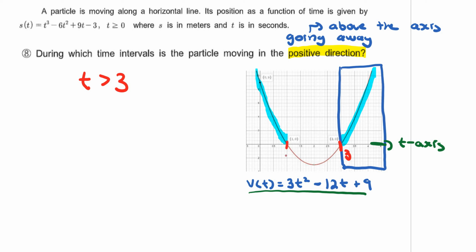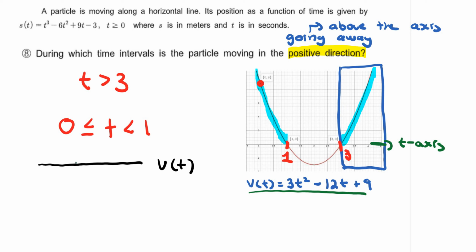And this x-intercept is 1. And when we're to the left of 1, when we're less than 1, we're definitely above the x-axis, but we also stop at 0, right? So that's what we have right there. So these are the time intervals where the graph is above the t-axis. Sometimes if you don't have a graph, what you can do is put the times where v of t is equal to 0.